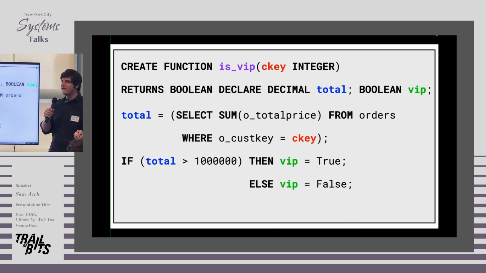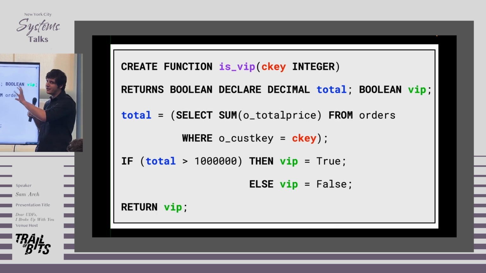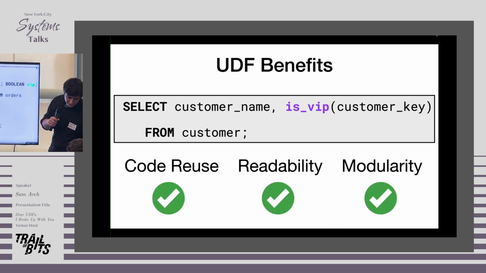Then we do some simple if-else logic. If the total exceeds 1 million, then they're a VIP, so we set VIP equals true. Else, VIP is false. And then finally, we just return VIP. So all the logic for this VIP stuff is encapsulated inside of this UDF.